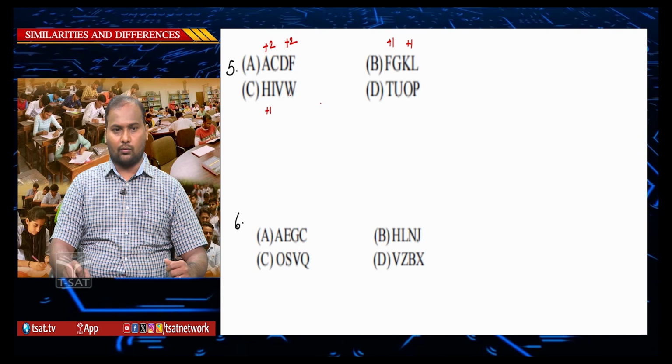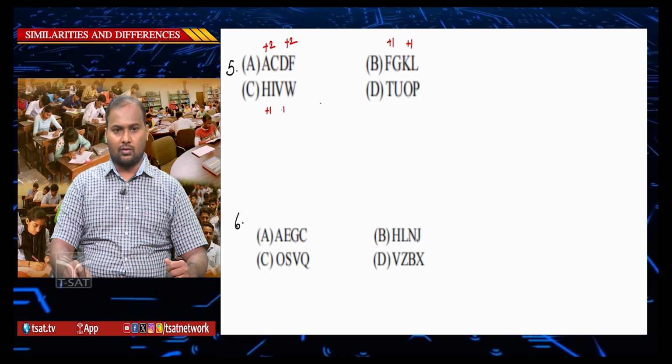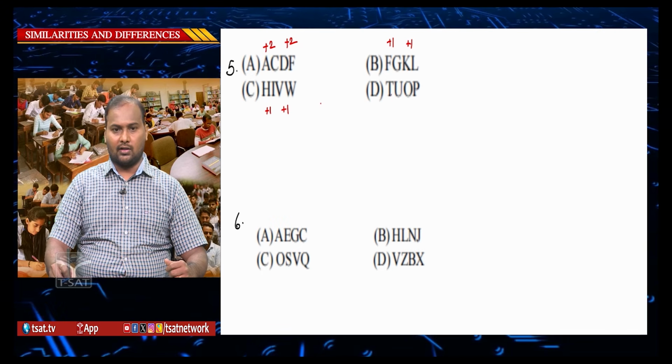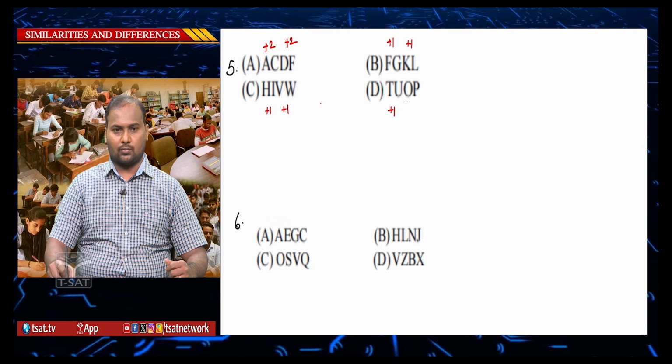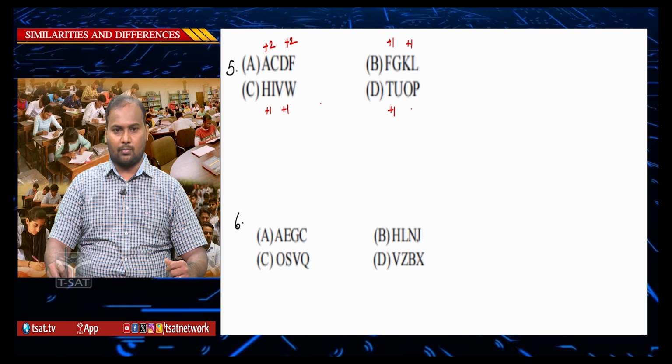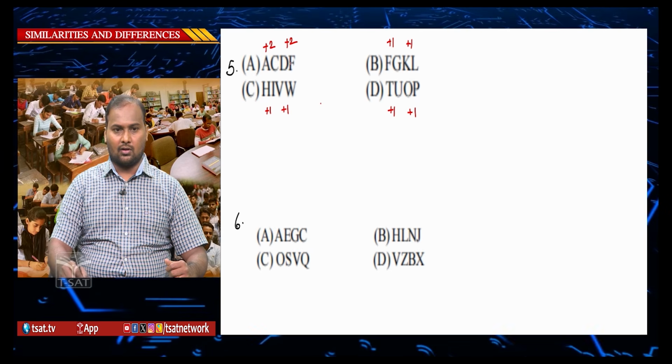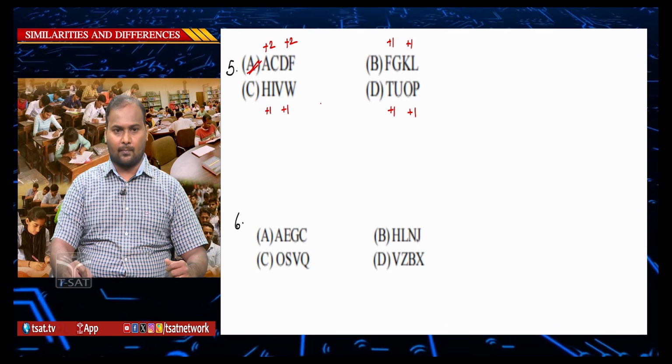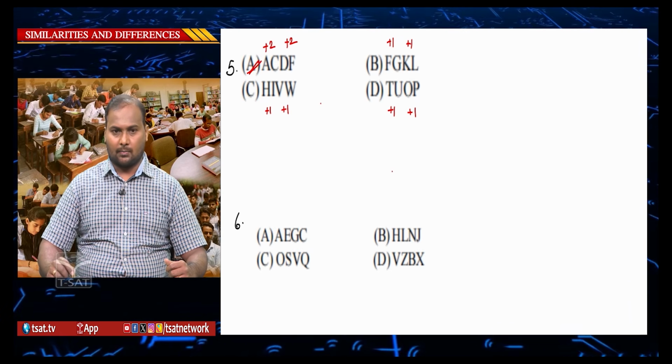V is 22 and W is 23, so it is also plus 1. T is 20, U is 21, so plus 1. O is 15 and P is 16, so it is also plus 1. Obviously, our answer is option A, because in the remaining three options, the pattern is plus 1 and plus 1.